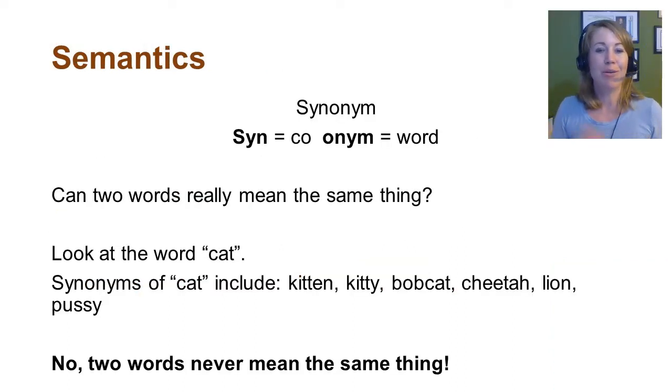Semantics. Okay, in order to look at semantics, I want to start with thinking about one word we have in English, which is synonym. You guys know what this word means. If you think about the units, we did the same exercise with homophones, homographs, homonyms. We see the nym part of this word again, right? And we know that the suffix nym means word and syn means co. So a synonym is a co-word.